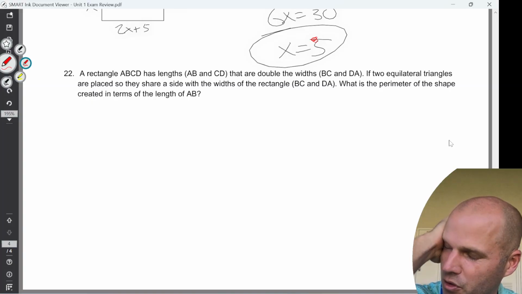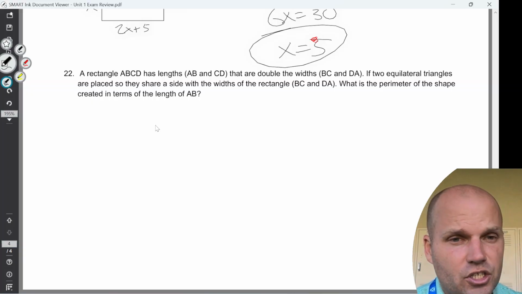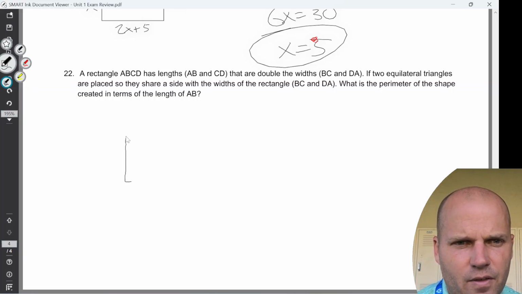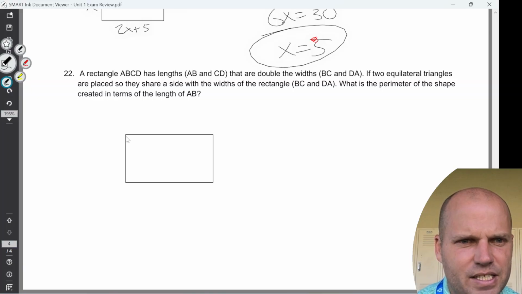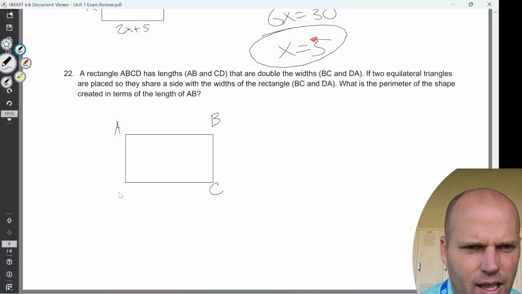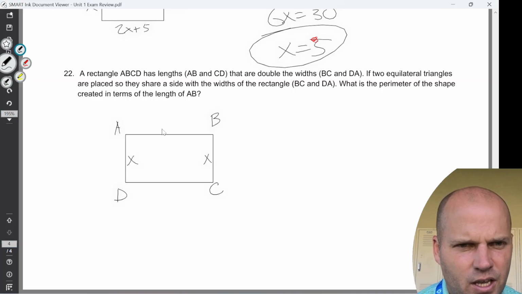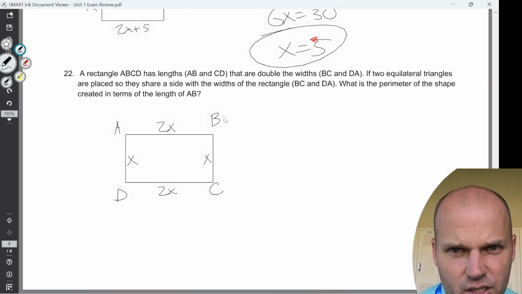And then 22 is a good question. It's not numerical, so it might be confusing to some students, but the key is to draw a picture and go off of that. We have a rectangle ABCD, with lengths AB and CD that are double the widths. I don't know what the widths are, so I'm going to label it X, and AB and DC or CD are 2X.